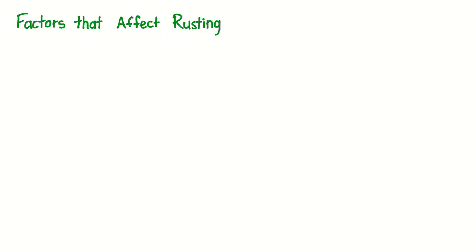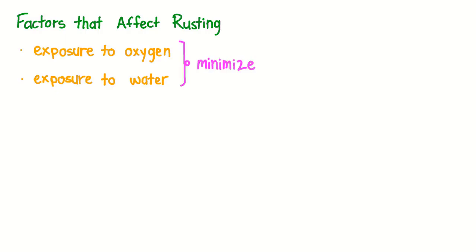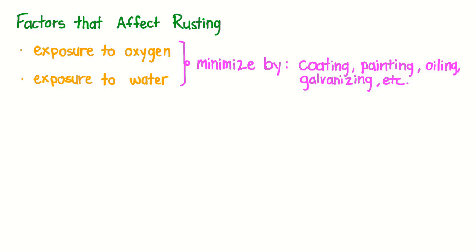There are several factors that will affect the rate that iron will rust. The most obvious factors are exposing iron to oxygen and water. If we can minimize the amount of oxygen and water that iron is exposed to, we can slow down the rate that rusting will occur. We can protect the iron from oxygen and water by coating it in some way, such as by painting it, oiling it, or galvanizing it.